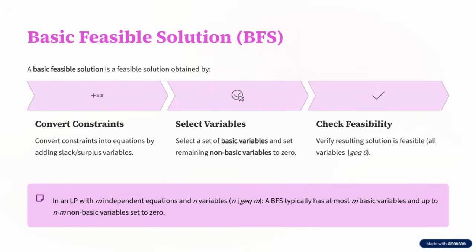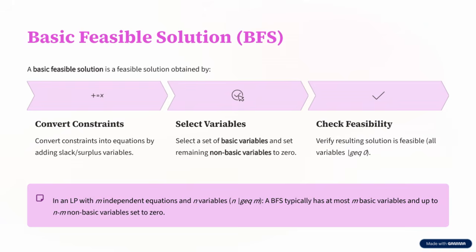Now, let's talk about basic feasible solutions, or BFS, in the context of linear programming. When we have an LP with m independent equations and n variables, where n is greater than or equal to m, a typical BFS will have at most m basic variables. The remaining variables, which are non-basic, are usually set to 0, and there can be up to n minus m of these non-basic variables. It's important to verify that the resulting solution is feasible, meaning all variables must be greater than or equal to 0.